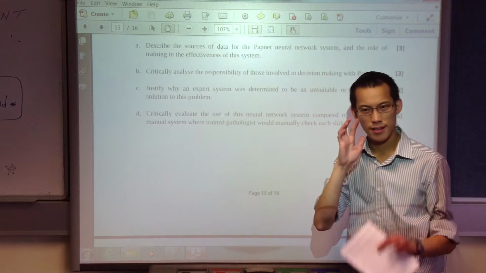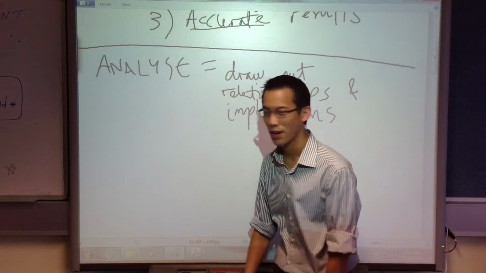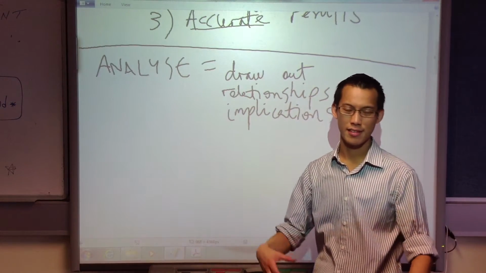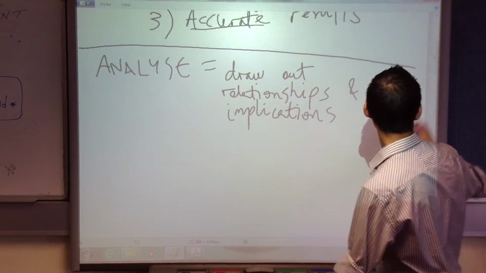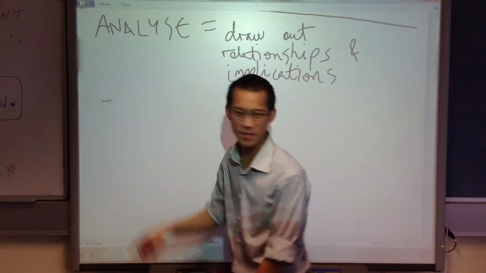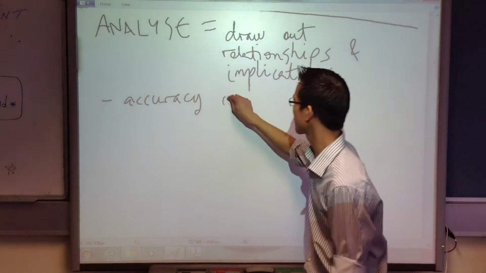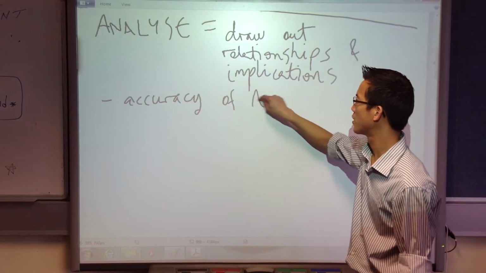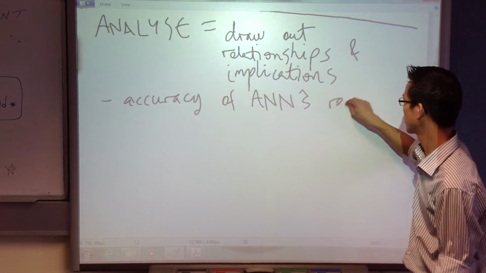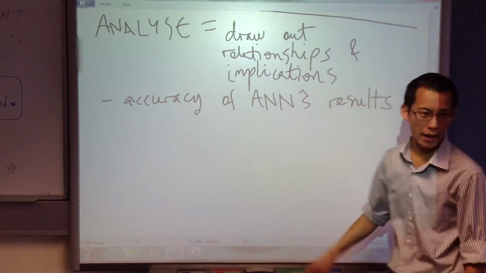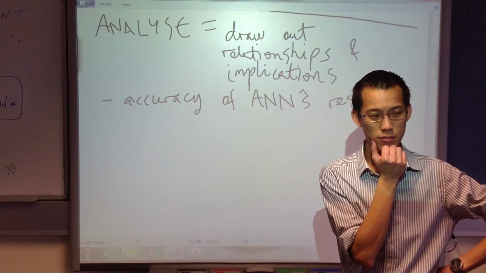Okay, so let's start with the easiest answer, which got you 1 mark. What is the most obvious kind of situation that there's responsibility in decision making with? If they get it wrong. Yeah, that's right. So this is my first point. It's about the accuracy of the results that are developed by the artificial neural network. Okay, now, who does the responsibility ultimately rest on? Ultimately.